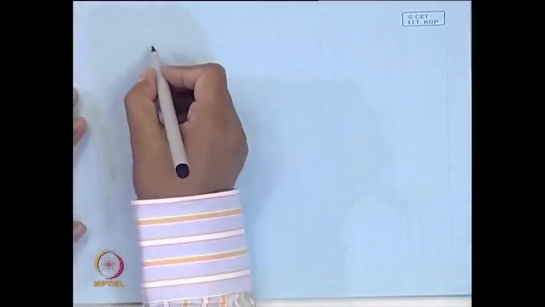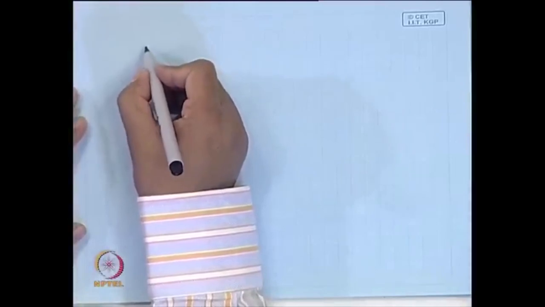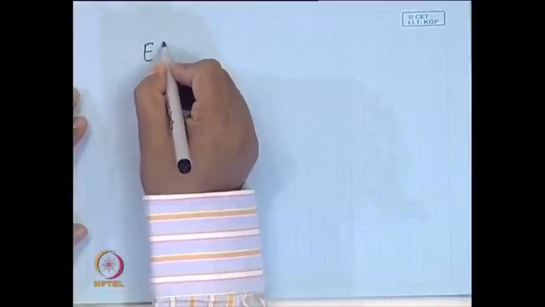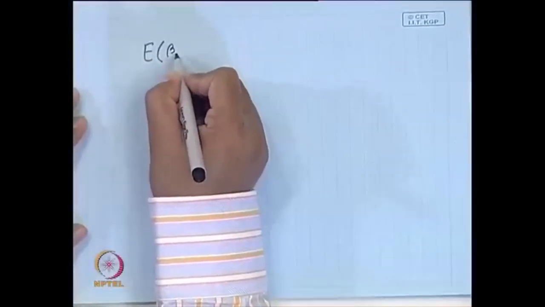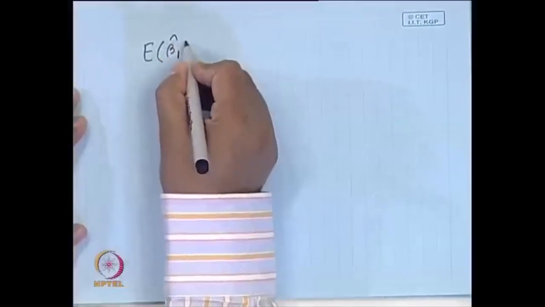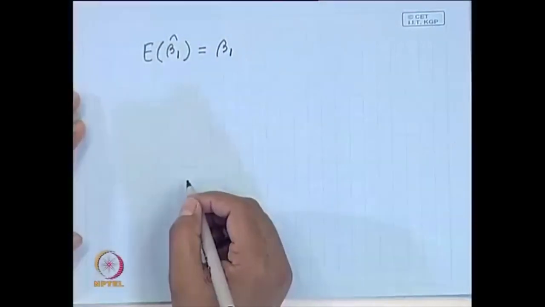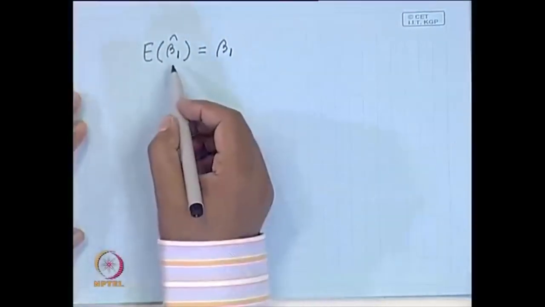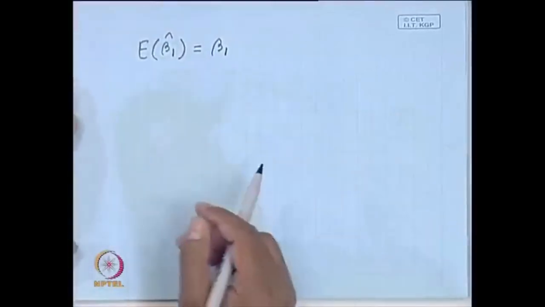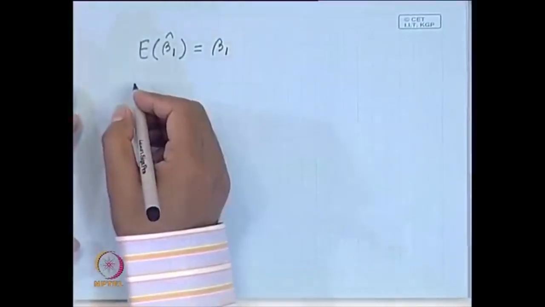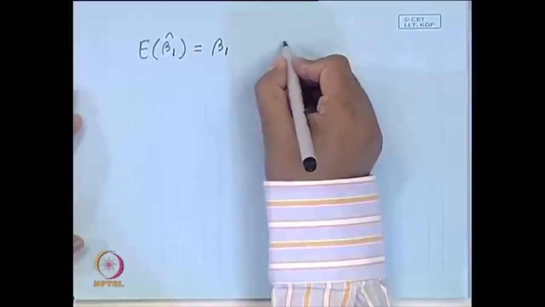Next, let me prove that the estimators beta naught hat and beta 1 hat are unbiased estimators. That is, we are going to prove that expectation of beta 1 hat is equal to beta 1. If this is true, then we call beta 1 hat an unbiased estimator. Okay.